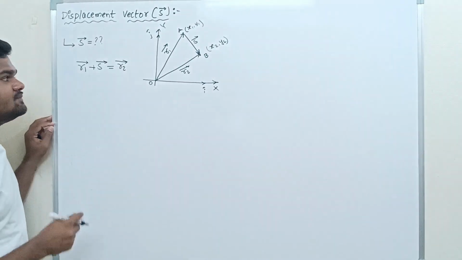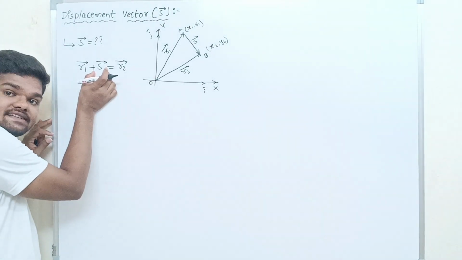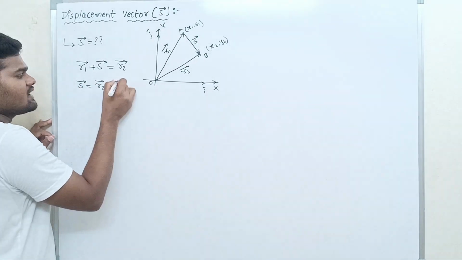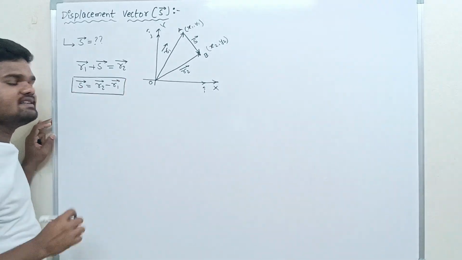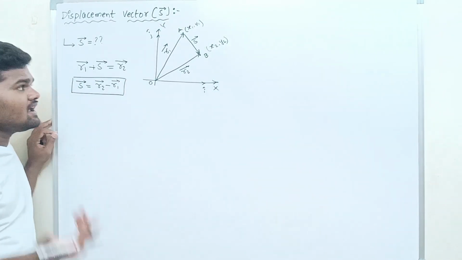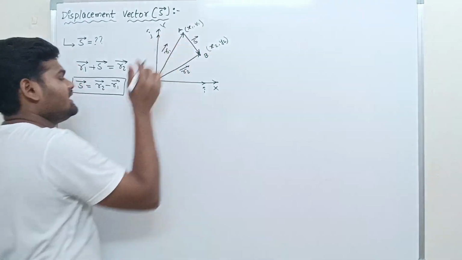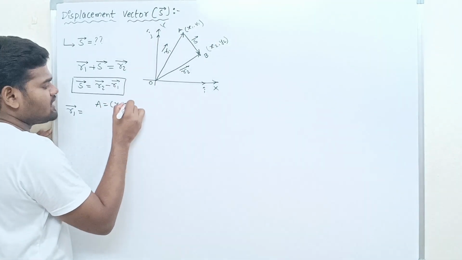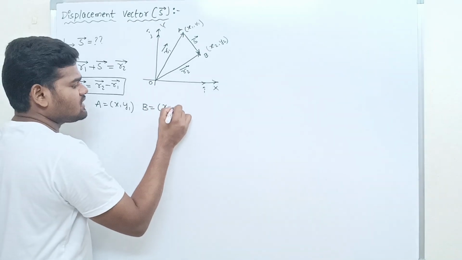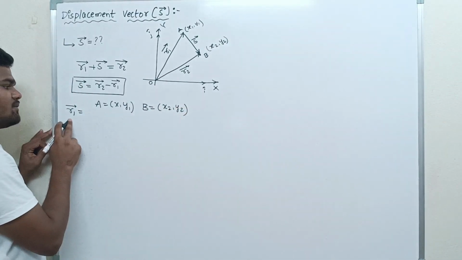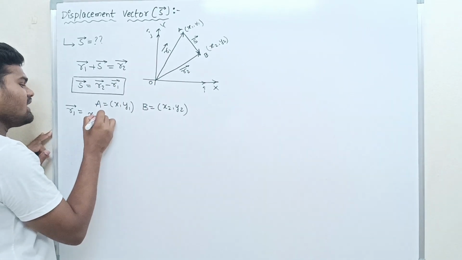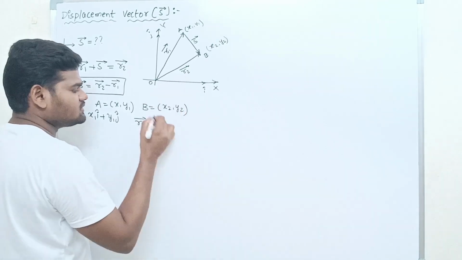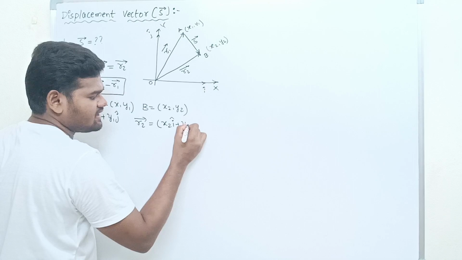So what we have to find is the displacement vector. From this we can write S bar is equal to R2 bar minus R1 bar. R2 bar minus R1 bar is the displacement vector. Any doubts? As we know, A is x1 comma y1 and B is x2 comma y2. Then the position vector r1 bar is given by x1 I cap plus y1 j cap, and the position vector of point B, r2 bar, is equal to x2 I cap plus y2 j cap.